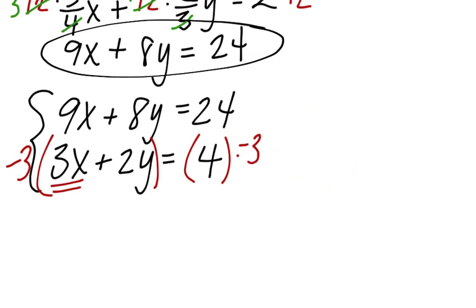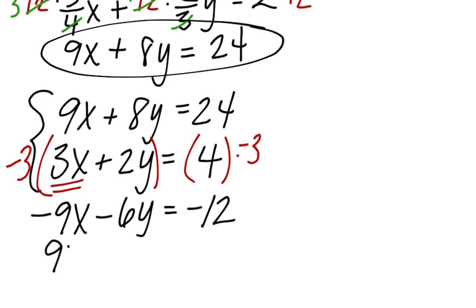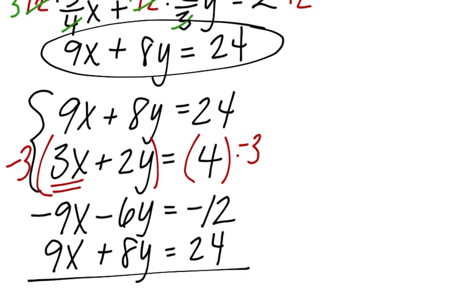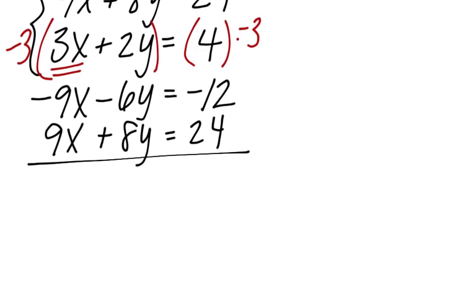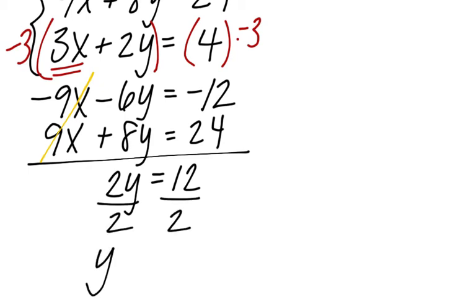This gives me negative 9x minus 6y equals negative 12. Let me rewrite my top equation, 9x plus 8y equals 24. Now I can add straight down and do my elimination. Notice that the x terms will cancel out. I'll be left with negative 6y plus 8y, which is 2y, and negative 12 plus 24, which is 12. And once I finish solving, that will leave me with y is equal to 6.